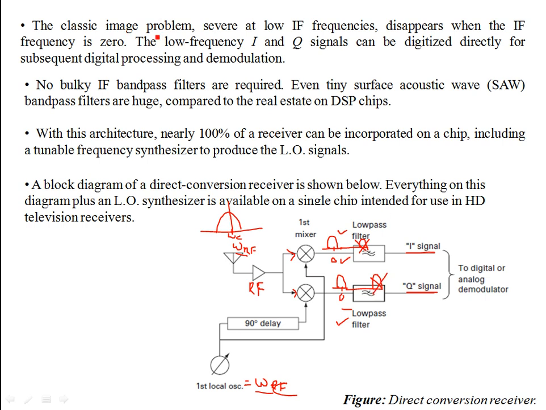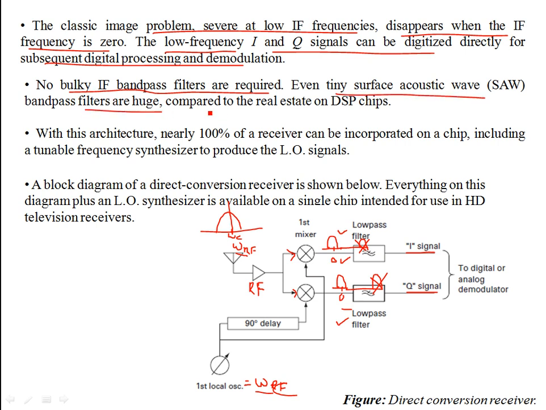So the classic image problem, which was severe at low IF frequencies, disappears when the IF frequency is 0. When you make the IF equal to 0, you don't have this image problem. The low frequency I and Q signals can be digitized directly for subsequent digital processing and demodulation. So you don't need any bulky IF bandpass filters with low fractional bandwidth; even tiny surface acoustic wave bandpass filters are huge compared to the size of the DSP chips.